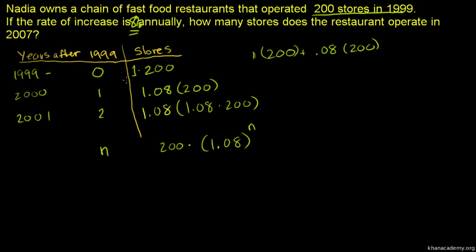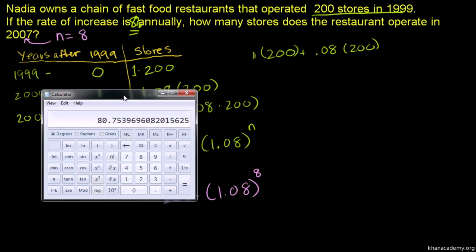So they're asking us, how many stores does the restaurant operate in 2007? Remember, 2000 is the first year, 2001 the second, and so on. 2007 is 8 years after 1999. So n is equal to 8. Let's substitute n equal to 8. The answer to our question will be 200 times 1.08 to the 8th power.